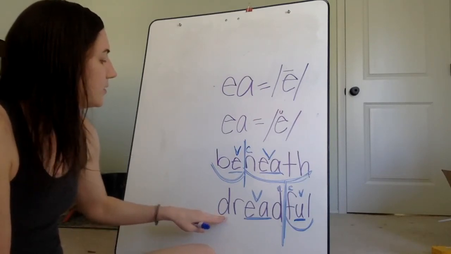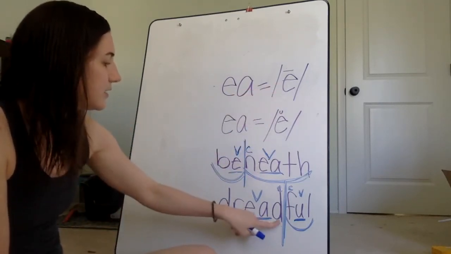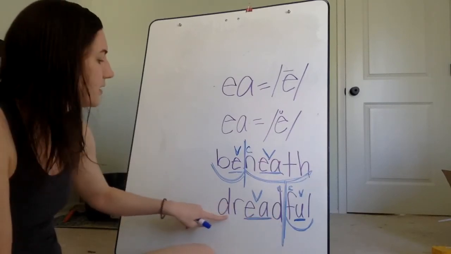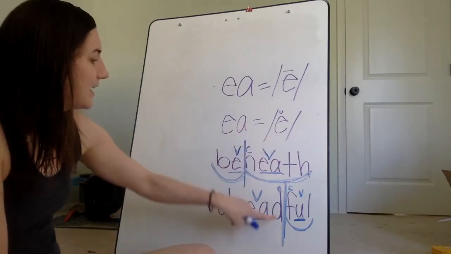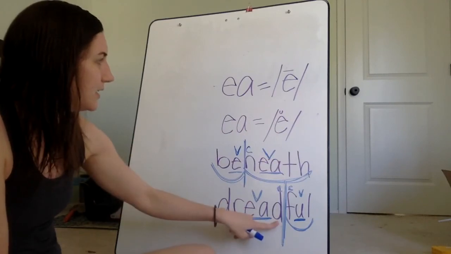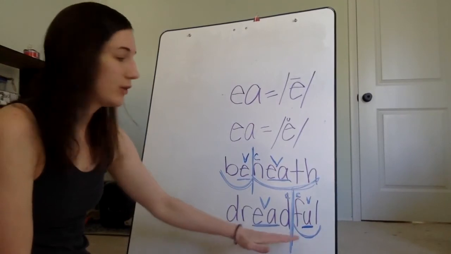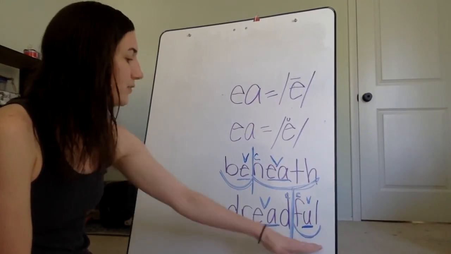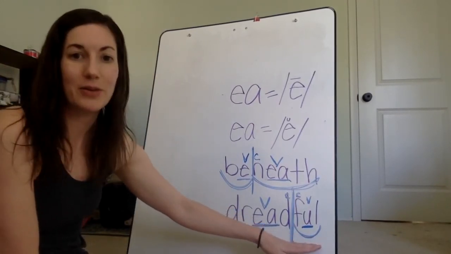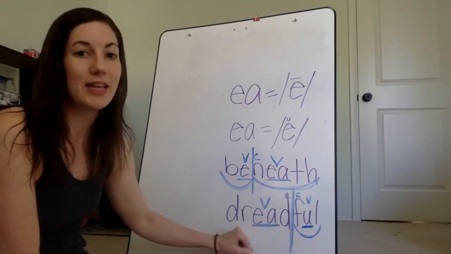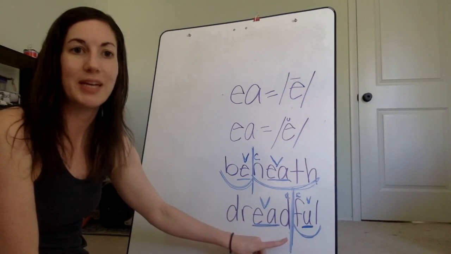Okay, eed, dreed. Doesn't sound like anything I've heard before. Ed, dread. So now I have dreadful. And that is a word that I've heard before, which tells me that I have my vowels sounding correctly and I have my syllables split in the right spot.